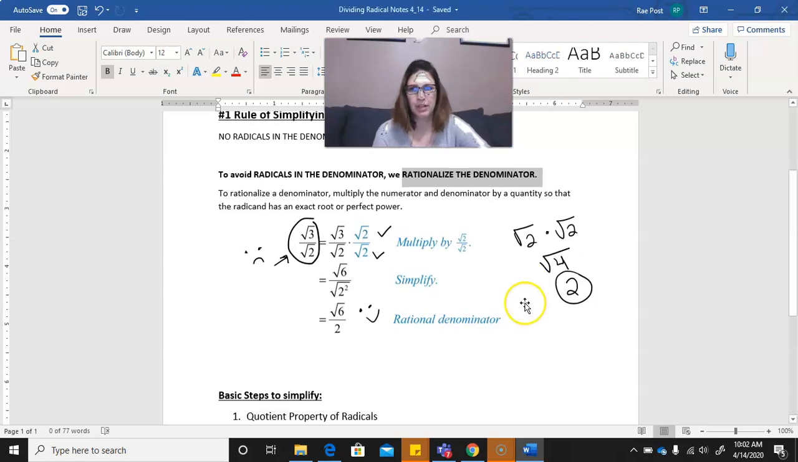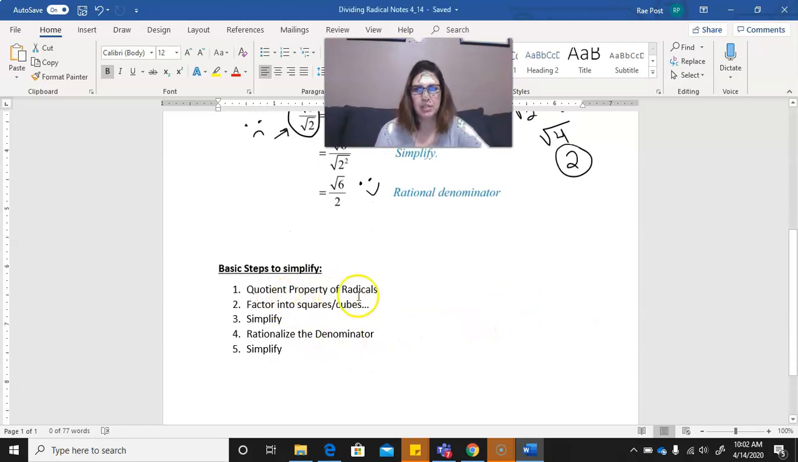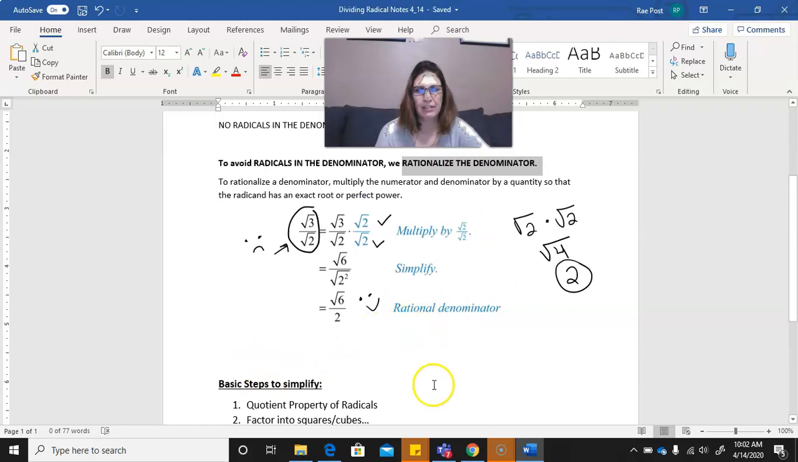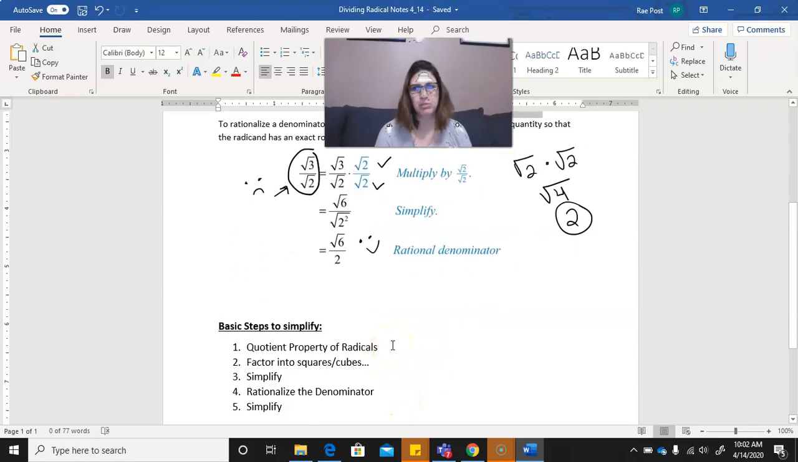All right, we're going to do a couple more of those. So just a couple of reminders about the steps. Whenever you have an expression, you're welcome to use the quotient property of radicals, which is the same as the product property of radicals, where you can have two separate radicals, and as long as your index is the same, you bring them together. And same thing, if you have one large radical, you can also separate them, and I'll show you how to do that with a couple of examples.